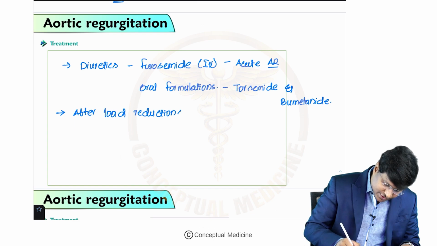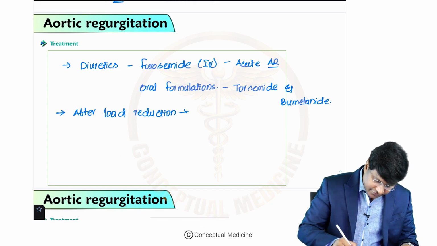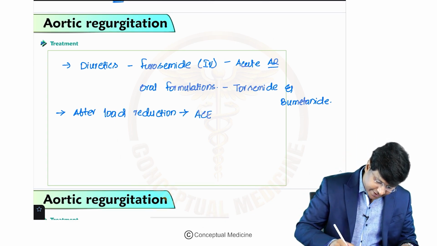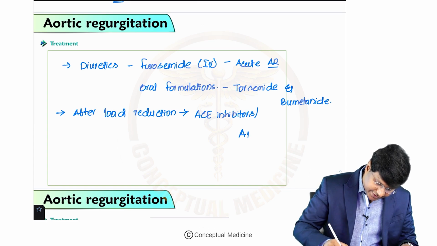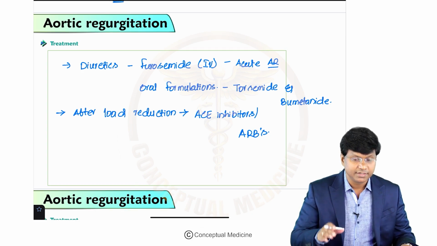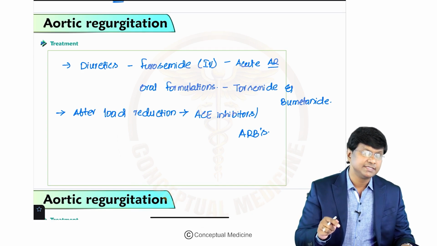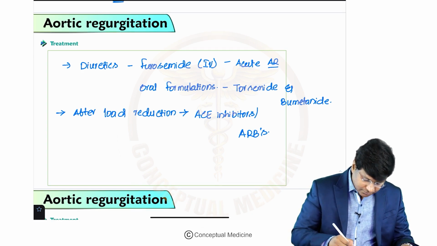So what are the drugs which are given for afterload reduction? We give ACE inhibitors, and if the individual is not tolerating the ACE inhibitors because of the development of dry cough, then you need to give angiotensin receptor blockers. So these ACE inhibitors or ARBs will decrease the pressure within the aorta, and once they decrease the pressure within the aorta, afterload on the left ventricle will be reduced.